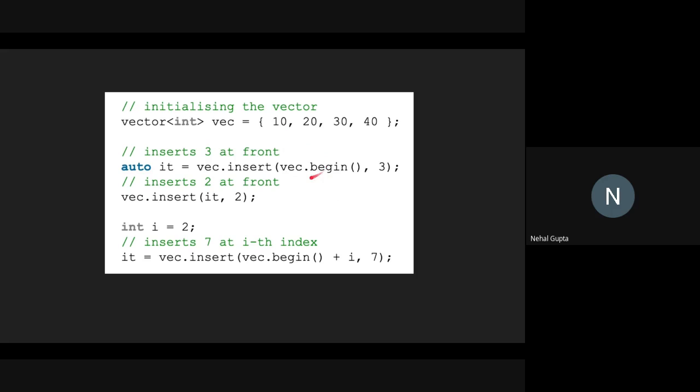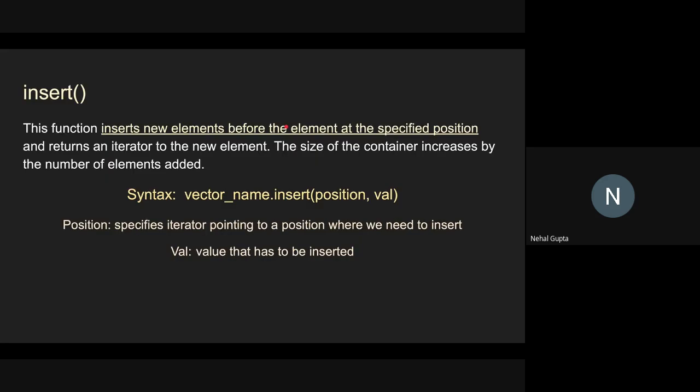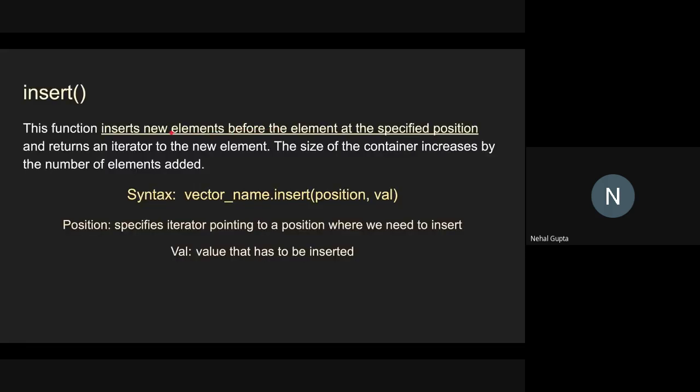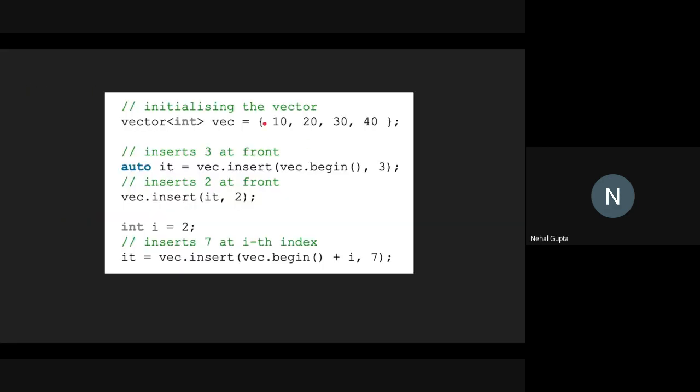As you know, vector.begin points to the first element, so it will point to 10. But as we saw in the definition, the insert function inserts new elements before the element at the specified position. The specified position is the position at which 10 is placed, right? So the insert function will insert the new element before vector.begin, that is, before 10. It will insert it here. The value that I want to insert is 3, so 3 will get added here.